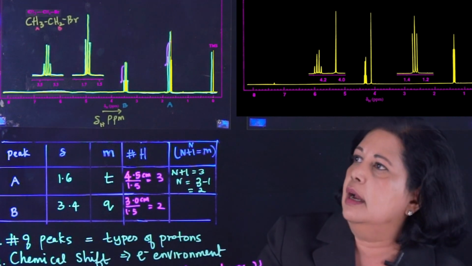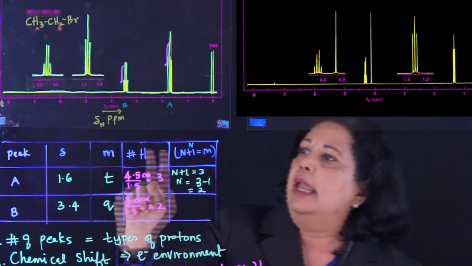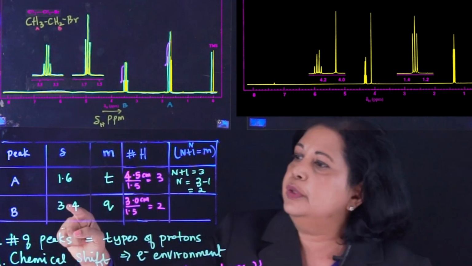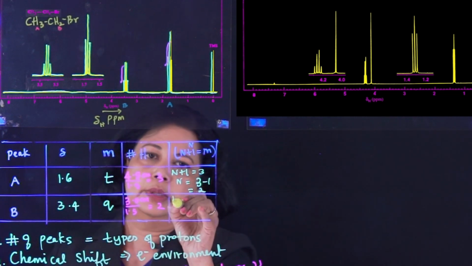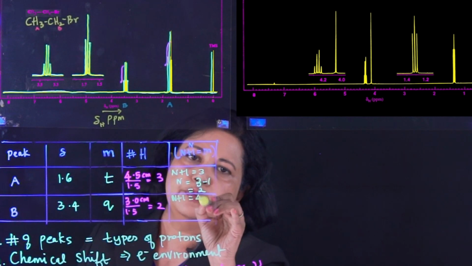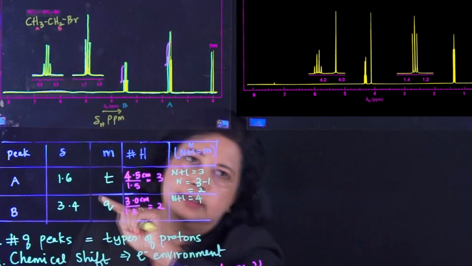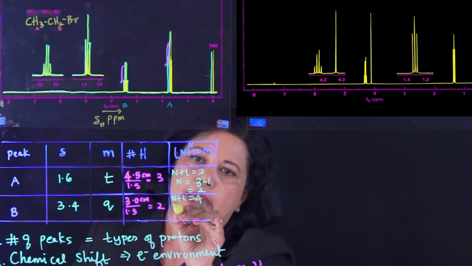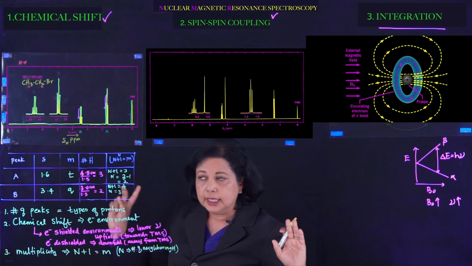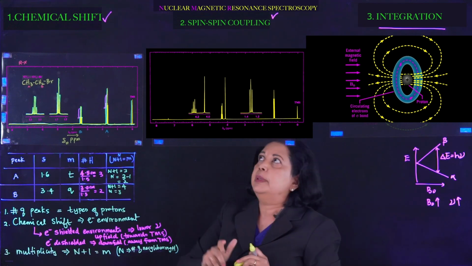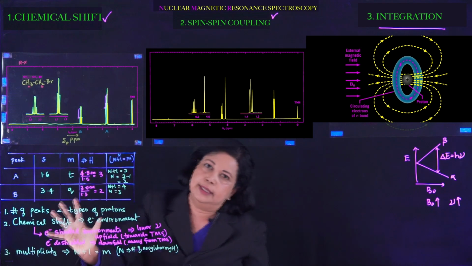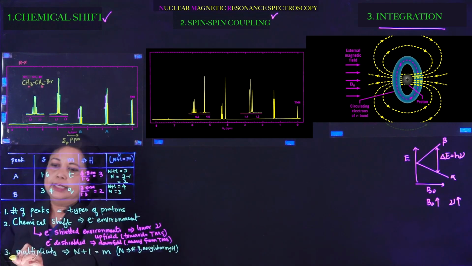N is neighboring hydrogen. So A has 2 neighbors, and you can see that is correct. If you take B here, it's a quartet. So n plus 1, we don't know what n is, but we know that is 4. Quartet is 4 splittings on that peak. Therefore, n is going to be 3. So B would have 3 neighbors. And that's what we see. So all of the pieces of information that we have looked at so far all fall into place here. Okay, and I'll write that down.